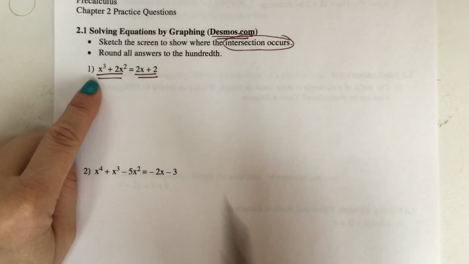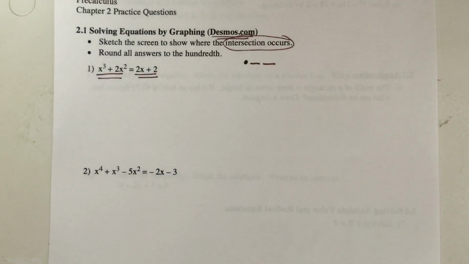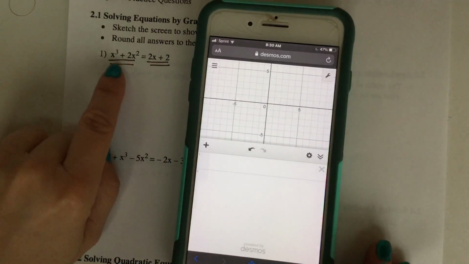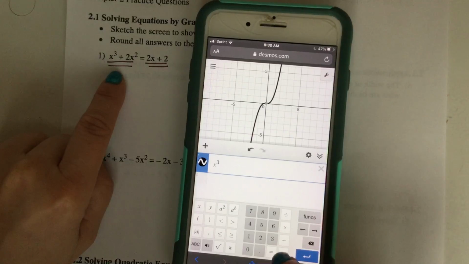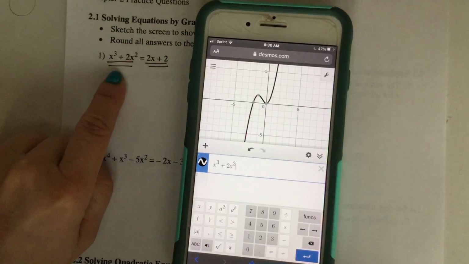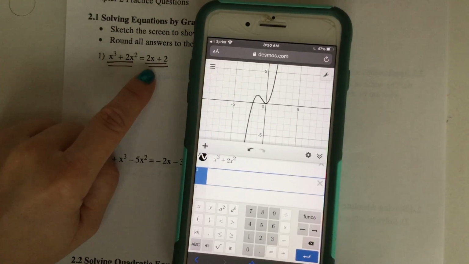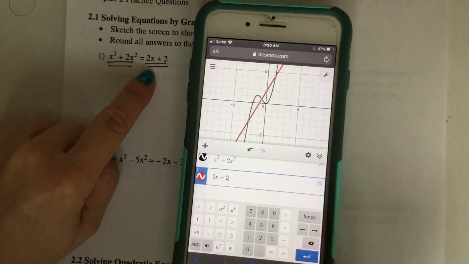They want us to round everything to the 100th, which remember means that you have a decimal and you can have 2 points after. So let's go for it. So here's Desmos.com. The first side of my equation is x to the power of 3 plus 2x squared. Okay, that's one side. Once you're done with one side, go ahead and tap underneath. Notice, again, I did not type the equals. This side is 2x plus 2.